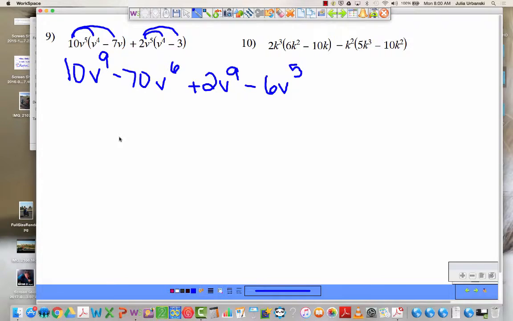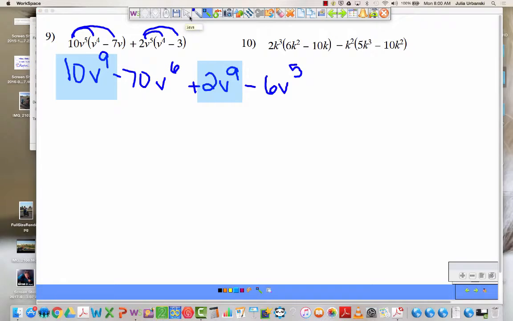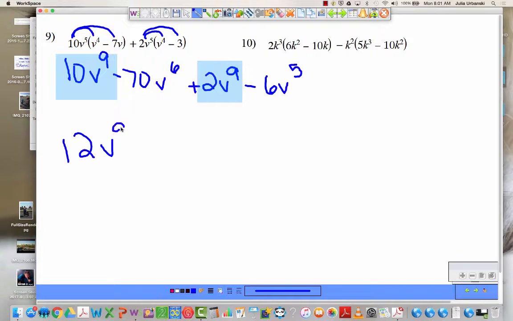So now we look to see if there's any terms that are the same. That's the difference. You have to distribute, but now you're going to actually notice some that match. 10v to the 9th is going to match with what? Did I mistake it back there? So then that would give me, 1 second, 12v to the 9th, and then minus 70v to the 6th, and then okay, that's what you do.